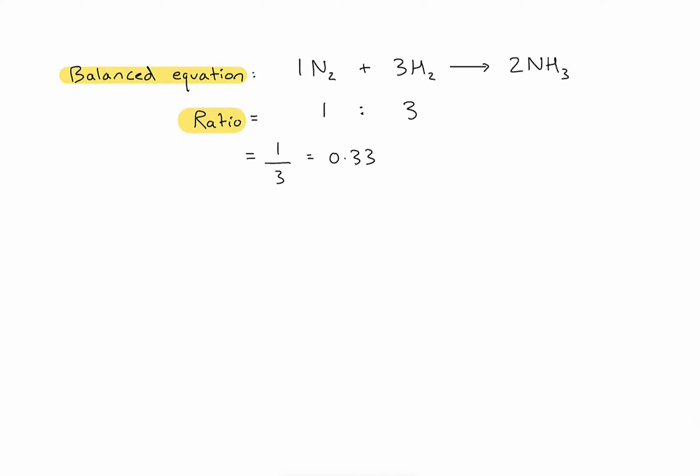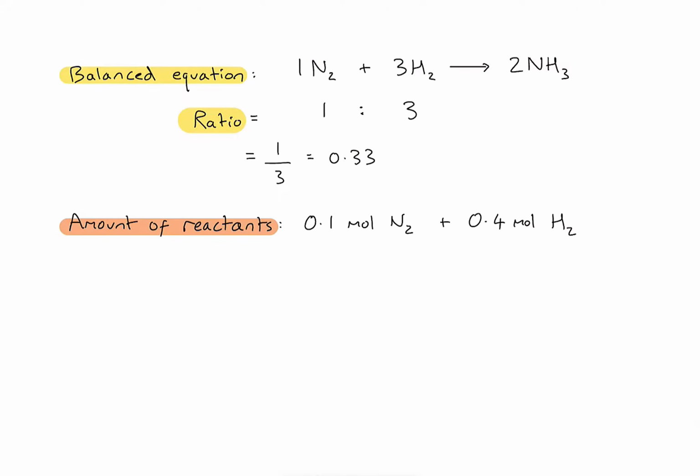So let's now imagine that the question told me I am using 0.1 moles of nitrogen and 0.4 moles of hydrogen. Now, like with the burger example, you might in your head be able to quite quickly work out the limiting and excess reactant, but with more complicated numbers, it's going to be helpful to follow this process. So again, we want to consider what the ratio is between my 2 reactants. So I'm going to do 0.1 divided by 0.4, and that's going to give me 0.25.